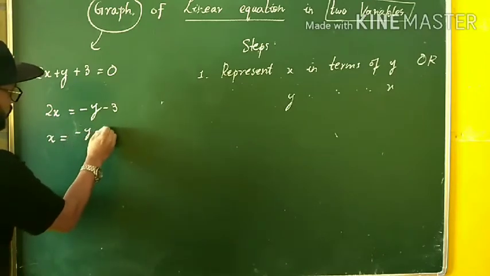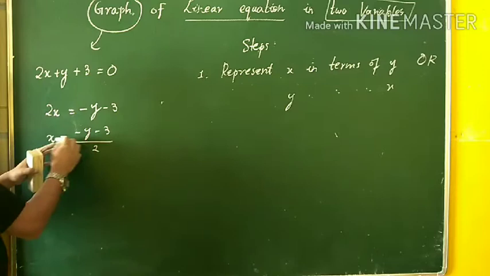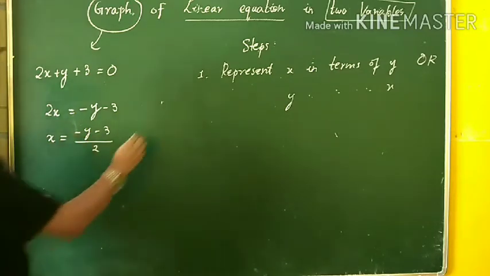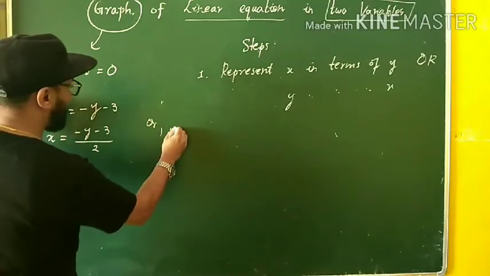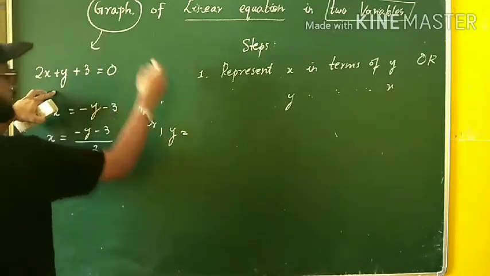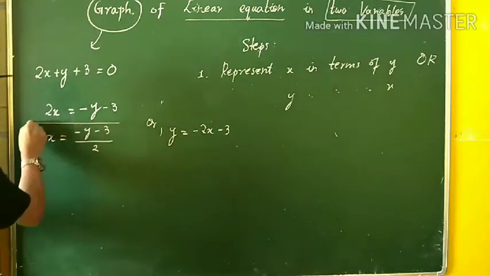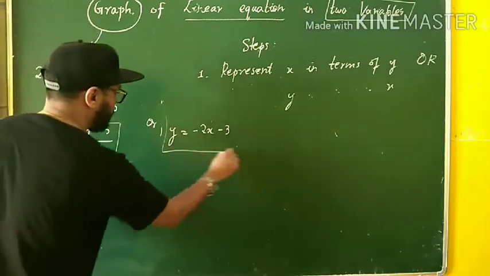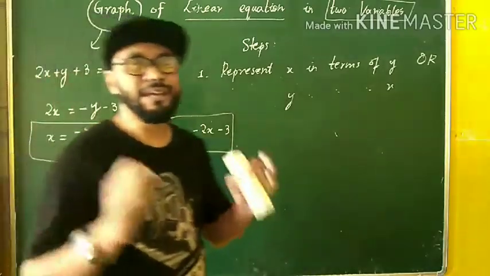So where will this 2 go? This 2 will go down if we cross multiply. So here we represented x in terms of y. Or we can do it this way also. We can keep y on the left hand side, and all the other terms we can take to the other side. Okay, so this is the first step that we need to do, either x in terms of y or y in terms of x.